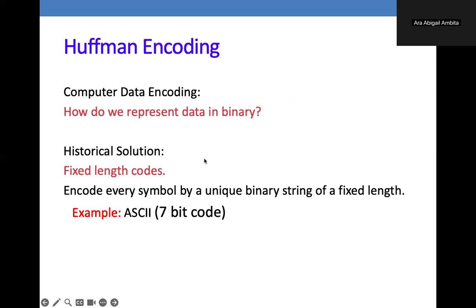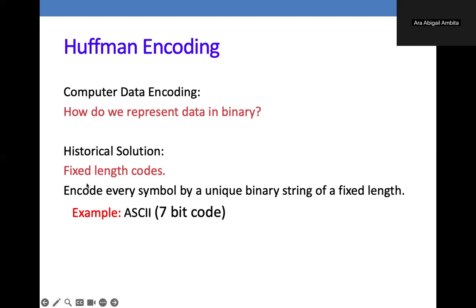Okay. So anyway, before we discuss Huffman encoding, let me ask you a question first. How do we represent data in binary? Diba? How does your computer accept data? Diba? It's also in binary. So, paano ba tayo mag-represent ng data in binary? The historical solution would be to use a fixed length encoding, in which every symbol is represented by a unique binary string of a fixed length.